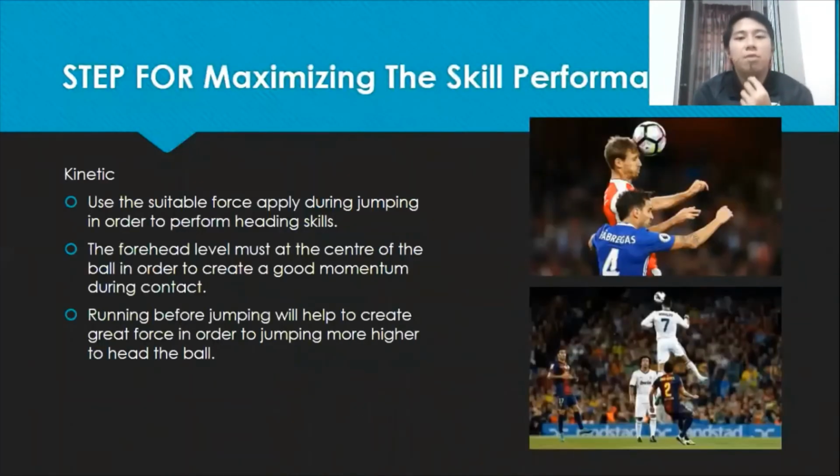Okay, for the step of maximizing the skill performance, they include kinetic and kinematic. So for kinetic, it uses the suitable force applied during jumping in order to perform hitting skills. The forehead level must be at the center of the ball in order to create a good momentum during contact. Running before jumping will help to create force in order to jump higher to hit the ball.